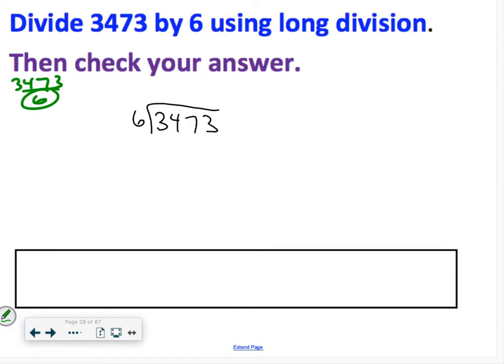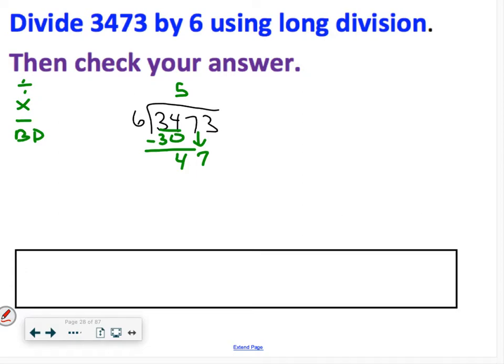So we start with our divide step. So we're dividing. 3 doesn't divide in 6 or by 6, so we have to look at 2 digits. 34 divided by 6, well, 6 goes into 34 5 whole times. So then we multiply 5 times 6 to get 30. And then we subtract to get 4. And then we bring down the next term to get 47. And now we're going to repeat that process.